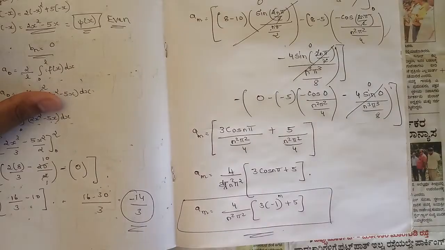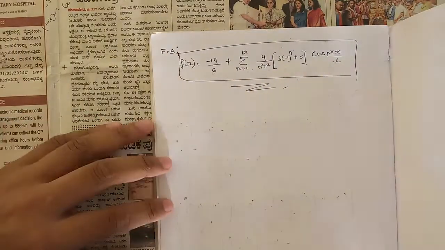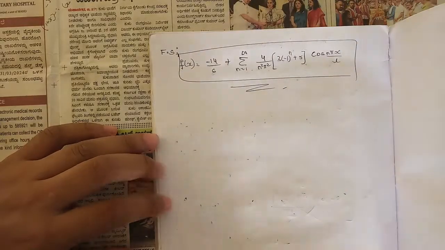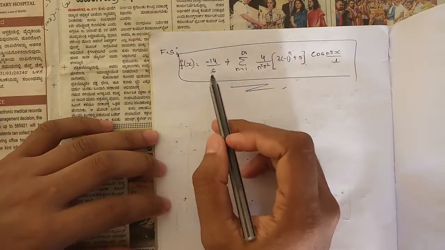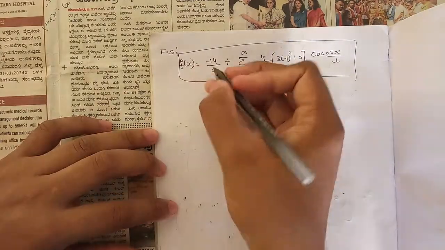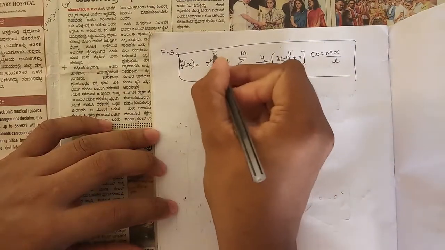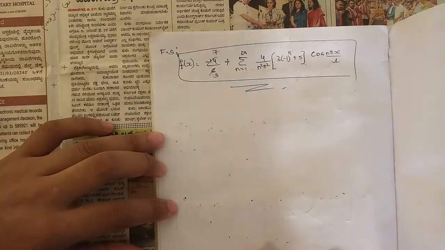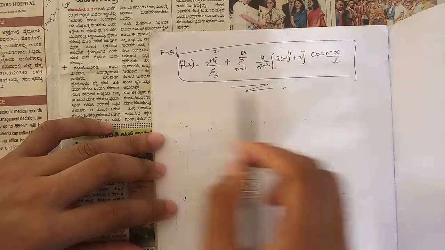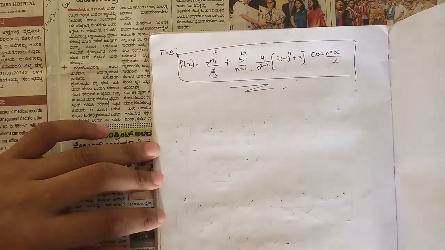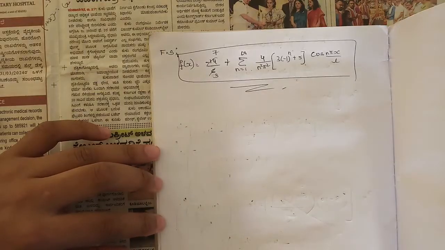So now we'll write the Fourier series. So here we got the Fourier series by substituting the value of a0 and an. The value of a0 is 14 by 3, a0 by 2, so it becomes 14 by 6. We can further simplify this. The value of this becomes now minus 7 by 3, and this is the value of an, and say this is the Fourier series.